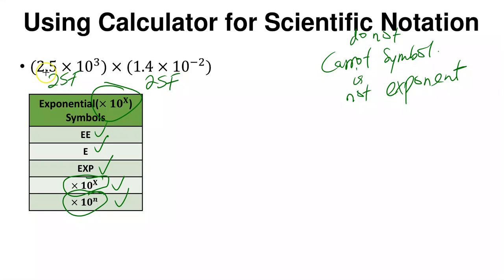If you do 2.5 exponential, don't put times 10. Just press 2.5, then press this button. On my own calculator it shows up as 2.5. I press this button, then I press times, then 1.4, press this button again, and press 10 negative 2. If I put that in my calculator, it will come up with 35. So 35, or in scientific notation, 3.5 times 10 to the power of 1.